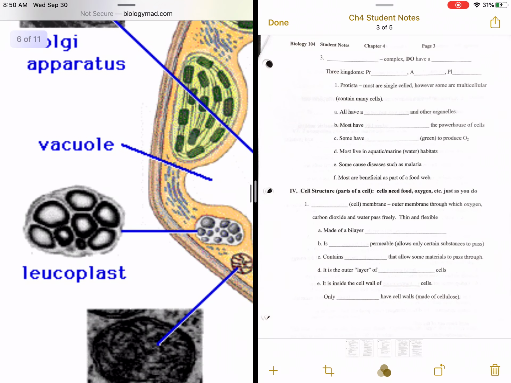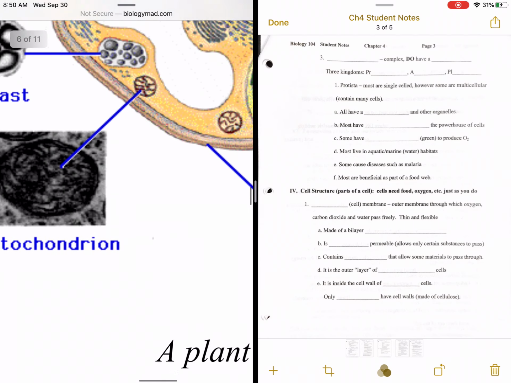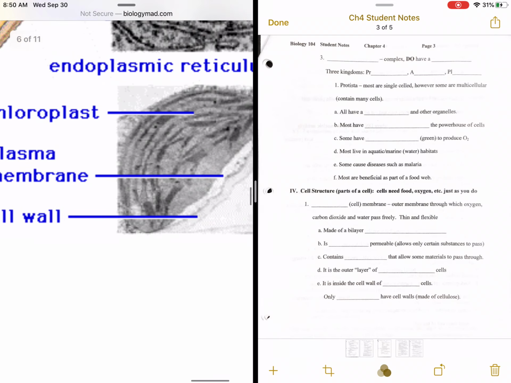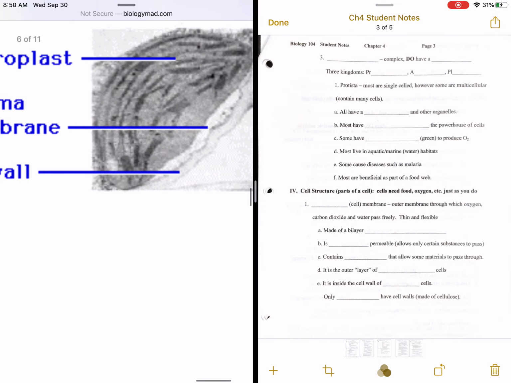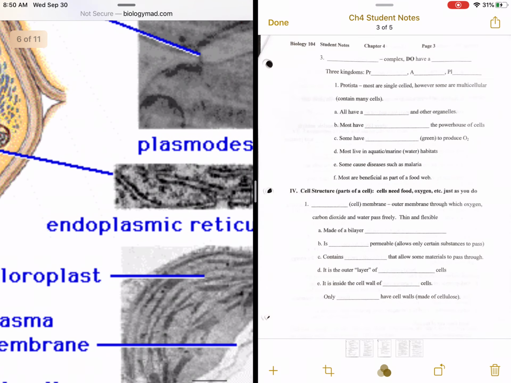Here you've got leucoplasts, which are different storage, like vacuole type things, and they do different jobs in a plant. You've got mitochondria. You've got your cell wall. It looks kind of like this on the outside of the cell membrane. And then the cell membrane's inside that. And below that are chloroplasts. This is a chloroplast, and it's got little discs on the inside of it.